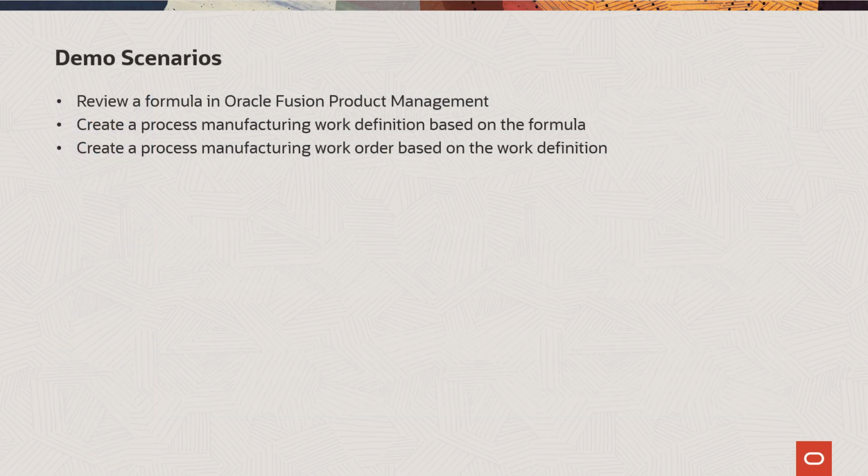This demo shows how to create a process manufacturing work definition based on a formula. First, we'll review the formula in Oracle Fusion Product Management. Then I'll show you how to create a process manufacturing work definition based on the formula. Last, I'll create a process manufacturing work order based on the work definition.